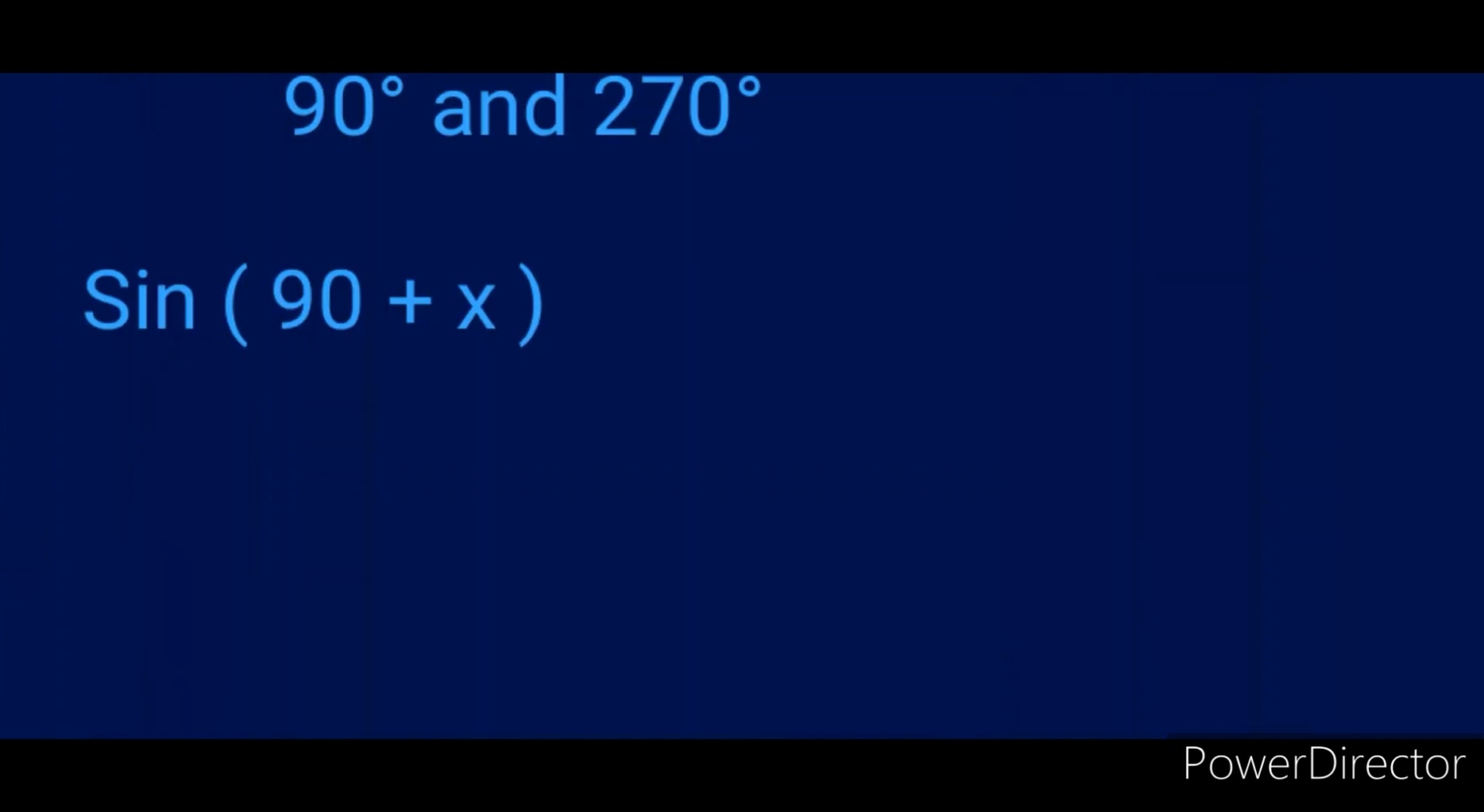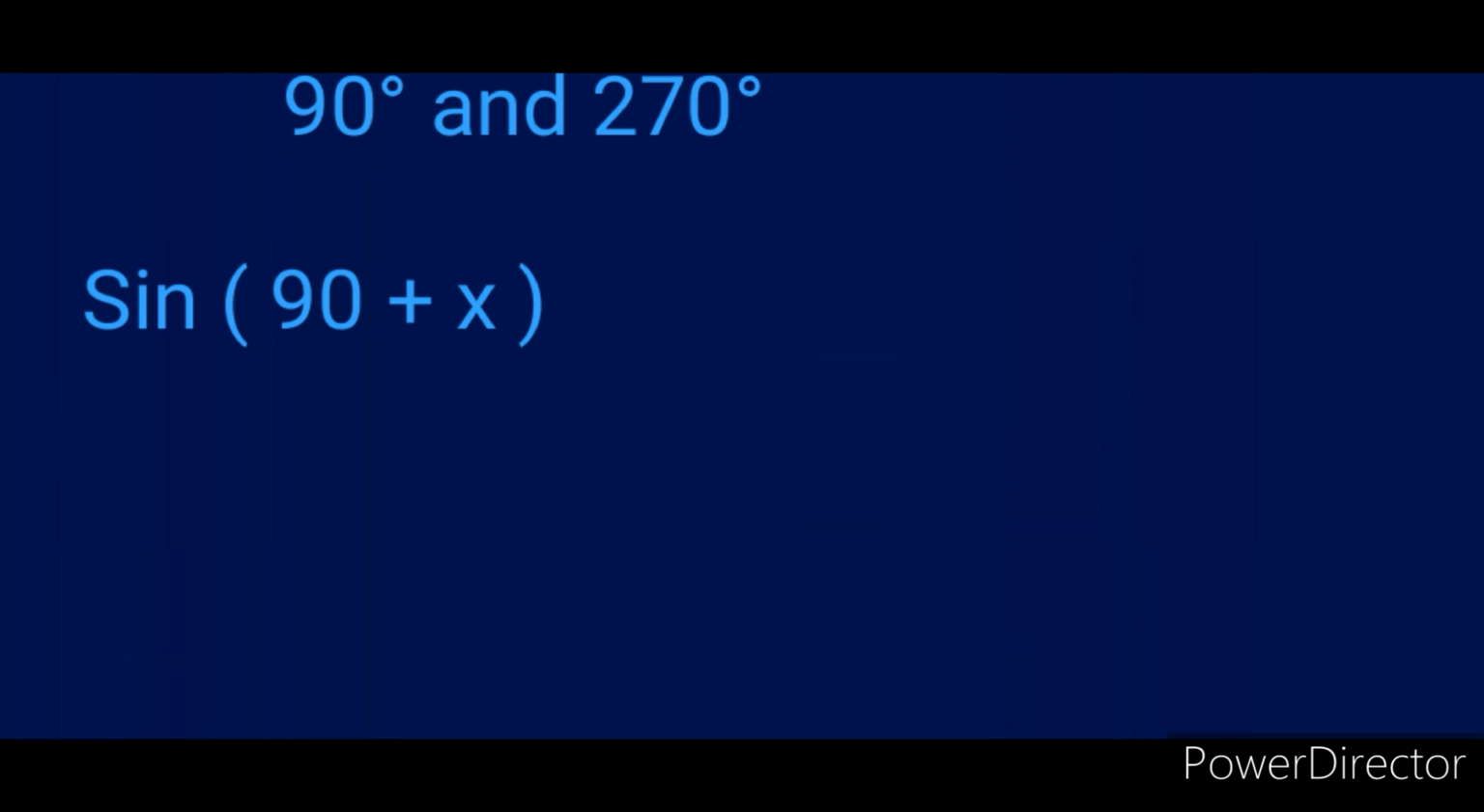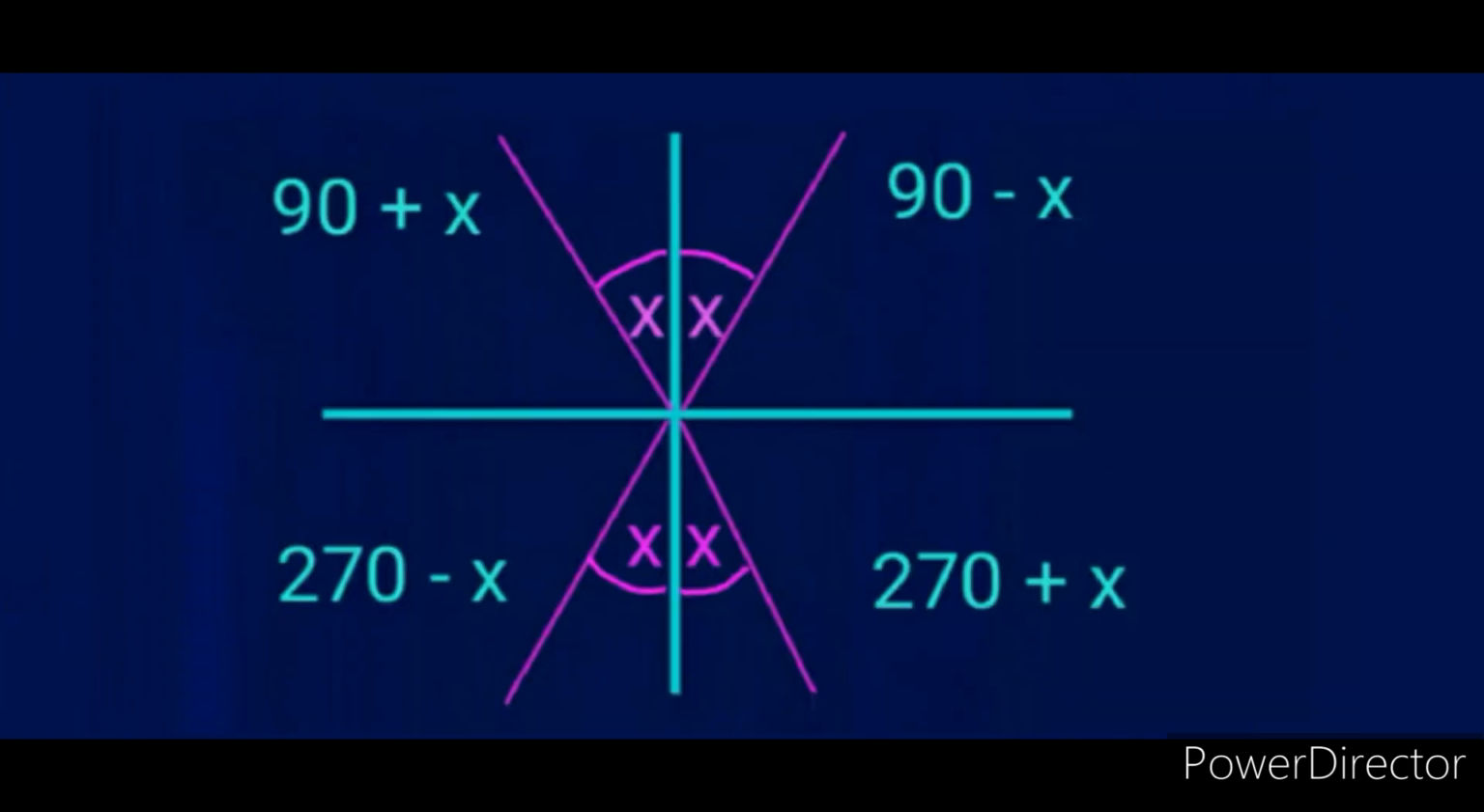So let's deal with level 1. We have got 90 plus x. Whenever we see a 90 or 270, sine will change to cos and cos will change to sine. This is very important. For instance, let's look at this example. We've got sine 90 plus x. As you can see, it is in the second quadrant, and in the second quadrant, only sine is positive.